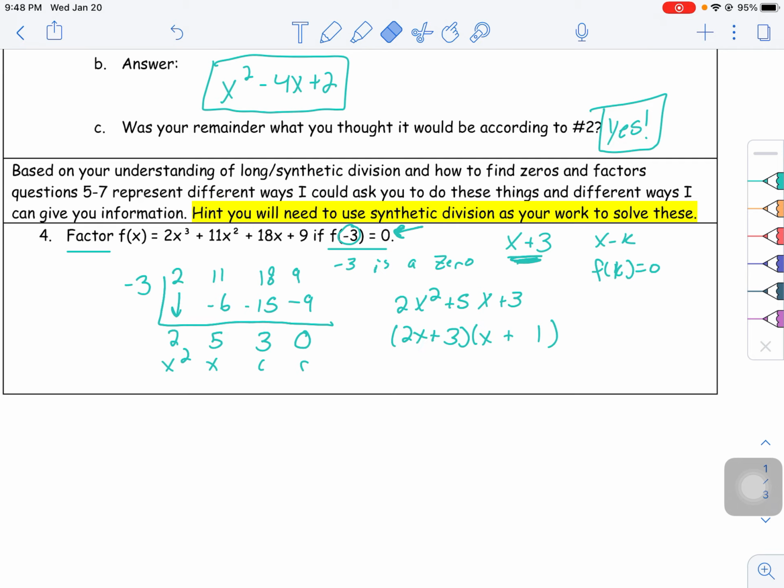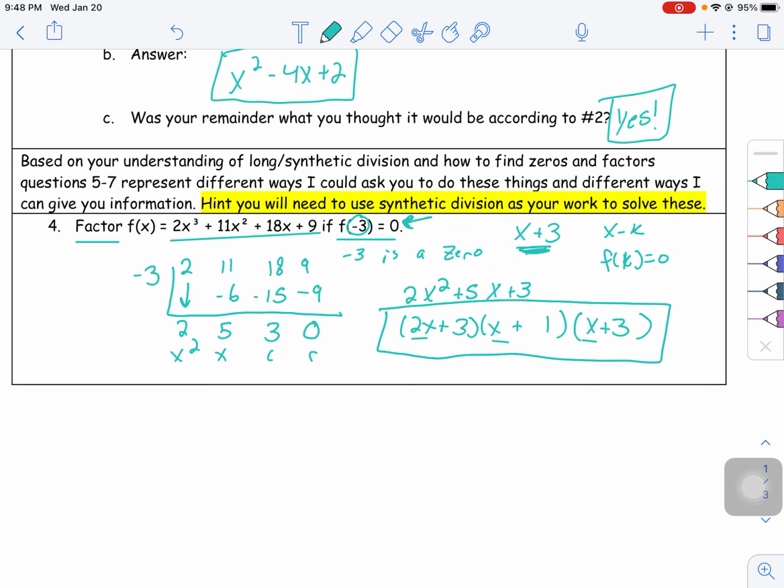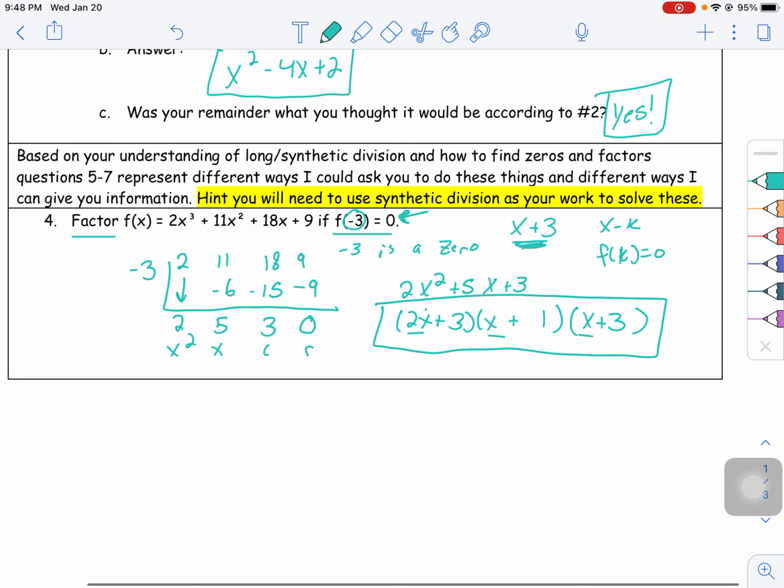So if we're factoring that polynomial completely, it would be 2x plus 3 times x plus 1 times that initial one that we wrote, x plus 3. All right? So then if you multiplied all of this out, you would get this polynomial back. And that is the perfect way to check these solutions. If you just want a really quick check, you just say, okay, there's 1x, 2x, 3x's. That's going to make 2x cubed. Okay?